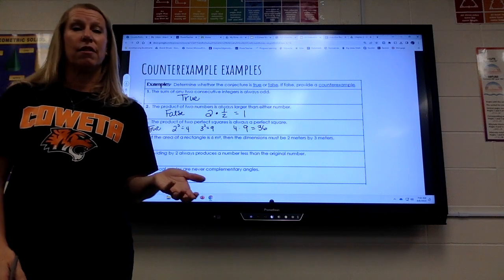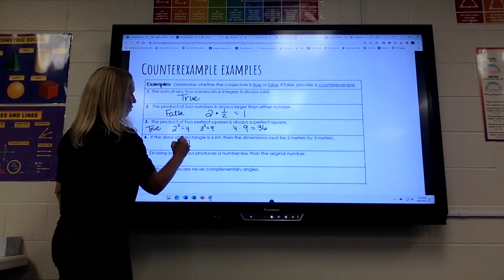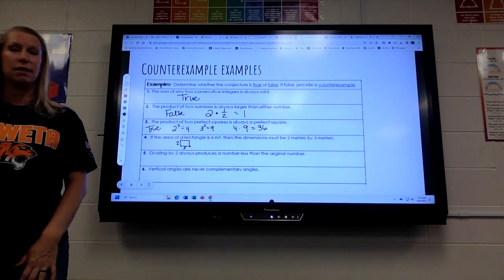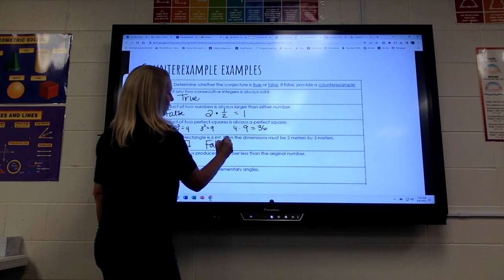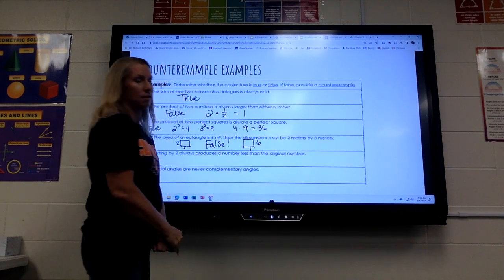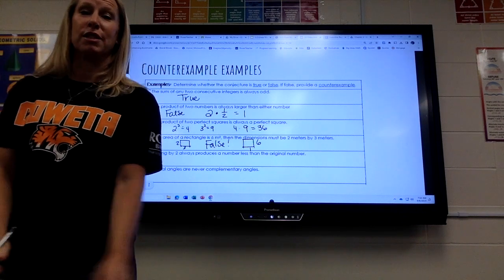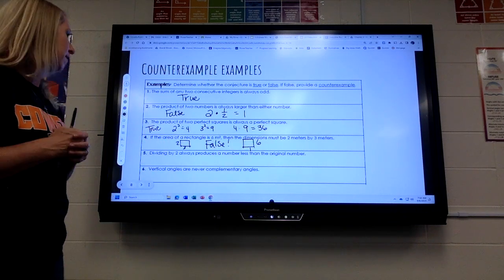If the area of a rectangle is 6, then the sides must be 2 and 3 because 2 times 3 is 6. But that's going to be false, because what about 6 times 1? 6 times 1 is also 6, so that would be my counterexample. So you just show an example proving it false.